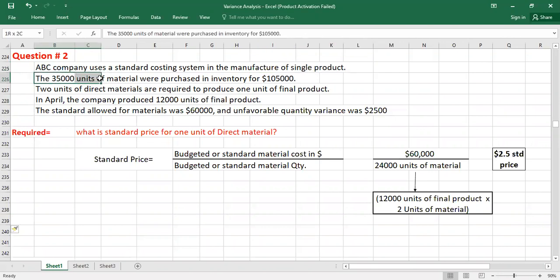The 35,000 units of material were purchased in inventory for $105,000. So this is actual data. We have purchased 35,000 units of material at this purchase price. 2 units of direct material are required to produce 1 unit of the final product. It means we need 2 units of material to produce 1 unit of final output. In April, the company produced 12,000 units of the final product.